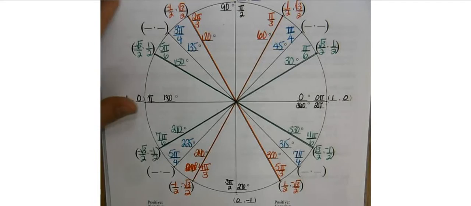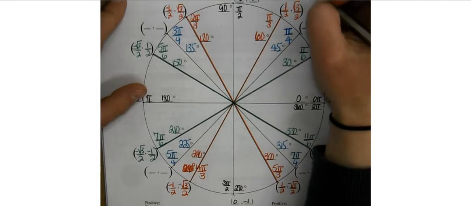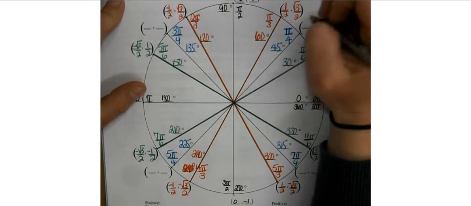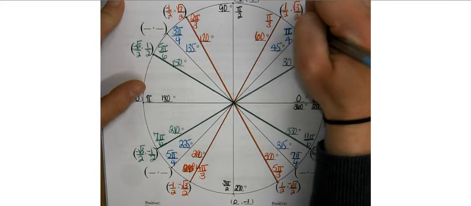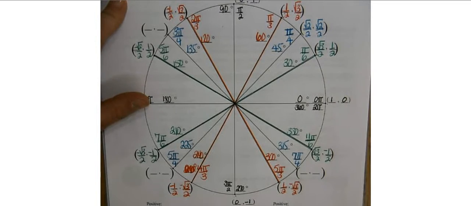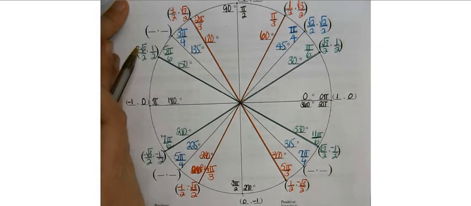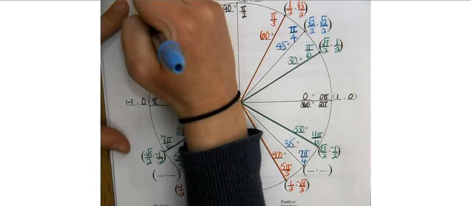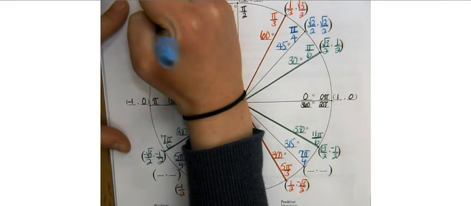In terms of our ordered pairs, this is probably the easiest one to remember, and that is going to be the square root of 2 over 2 and the square root of 2 over 2. So that's your x value and your y value. Over here we have negative square root of 2 over 2, positive square root of 2 over 2.